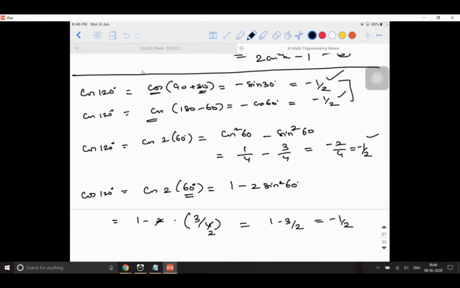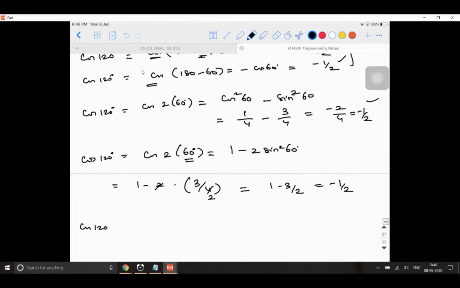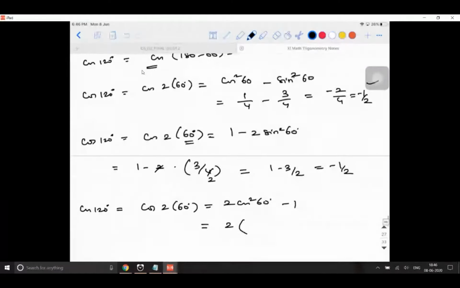Similarly, thinking in the same logic, can you tell me what is the other method we can do? Two cos square x minus 1. Very good. It is 2 cos square 60 minus 1. I can write it like this. So 2 into cos square 60 is 1 by 4 minus 1. So this and this will get cancelled. Half minus 1 is minus half. Same thing. You're able to understand?